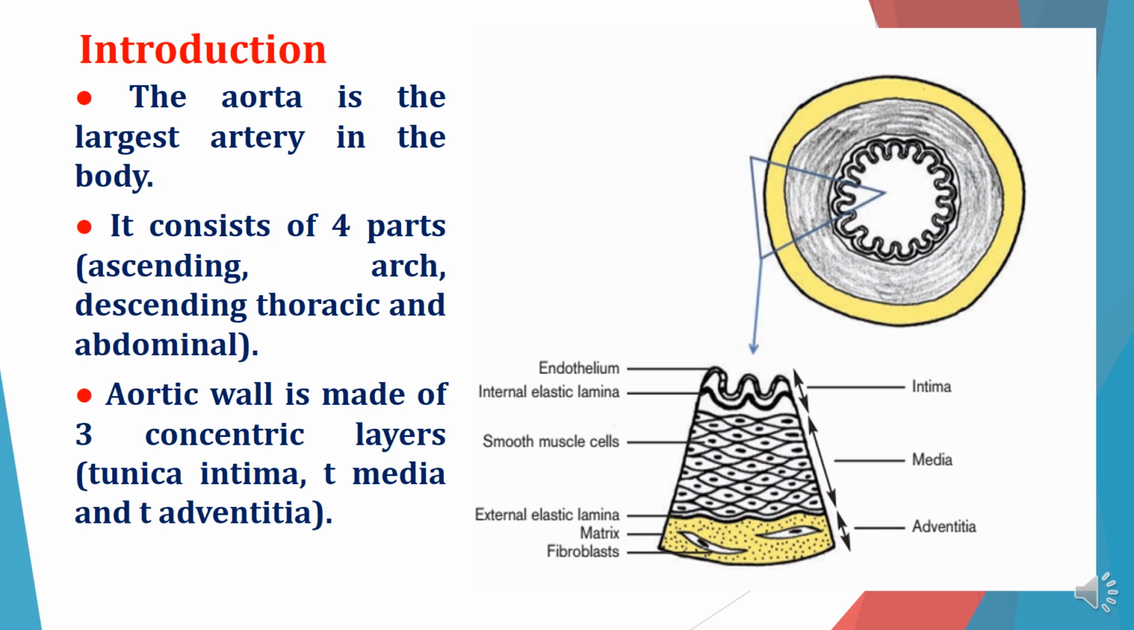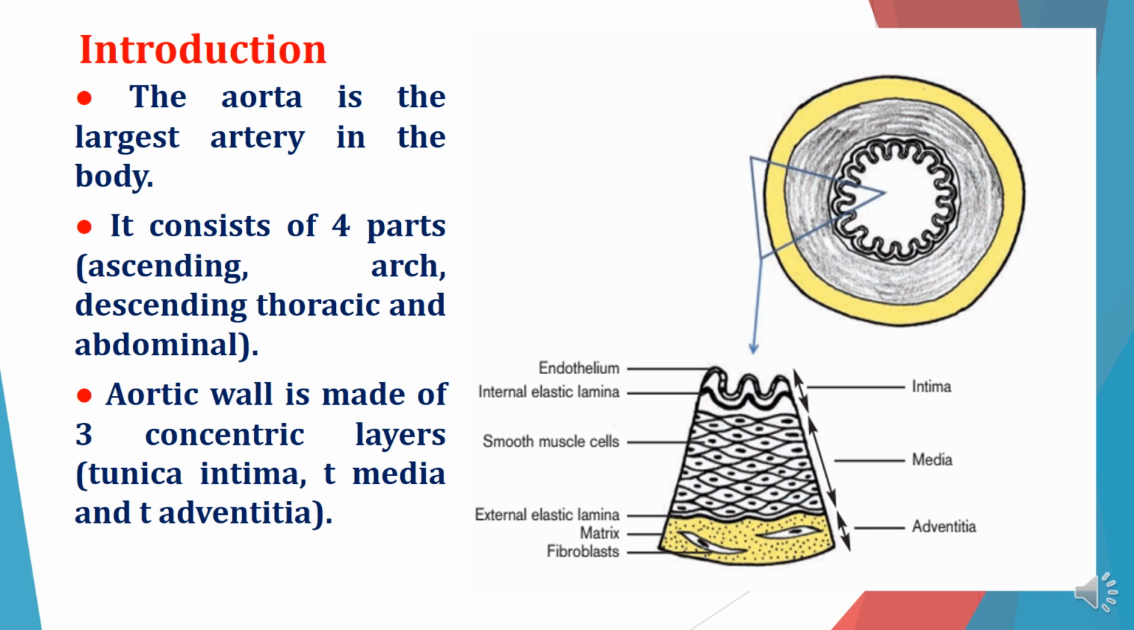Introduction. The aorta is the largest artery in the body. It consists of four parts: ascending aorta, arch of the aorta, descending thoracic, and abdominal aorta. The aortic wall is made of three concentric layers: the tunica intima, tunica media, and tunica adventitia. The tunica adventitia consists of fibroblasts within a matrix and separated from the tunica media by the external elastic lamina.